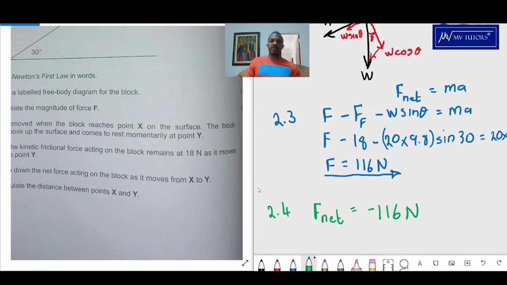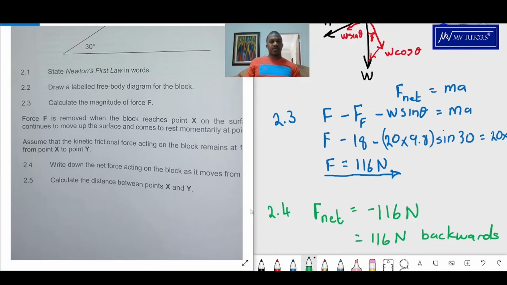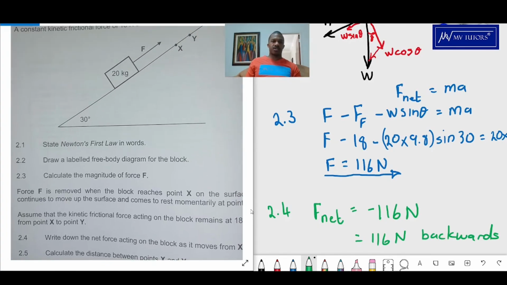Because look what happens. All you have done is taken away the force, and then you're left with friction and this W sine theta. That's what you're left with. So if you add these up, you still get 116. The only difference is now it's negative, meaning it's moving backwards. Or you can say it's 116 newtons but moving backwards. That's what the negative means. Okay, and then they say calculate the distance between points X and Y.